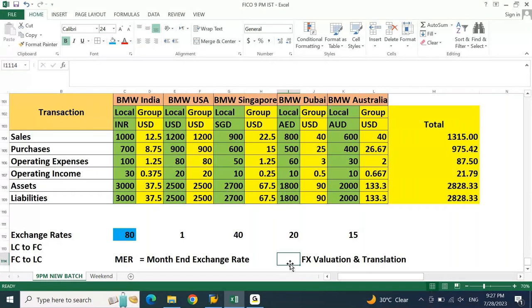Okay. But so all these figures. Can you explain me this LC to FC and FC to LC one more time, please?